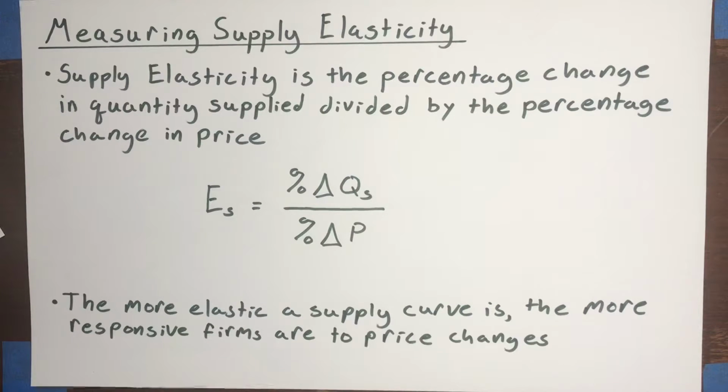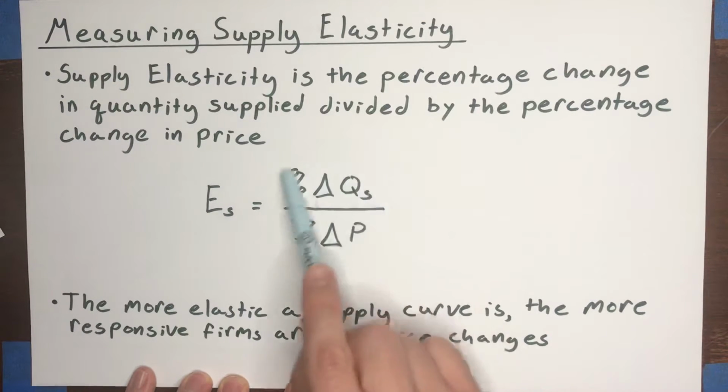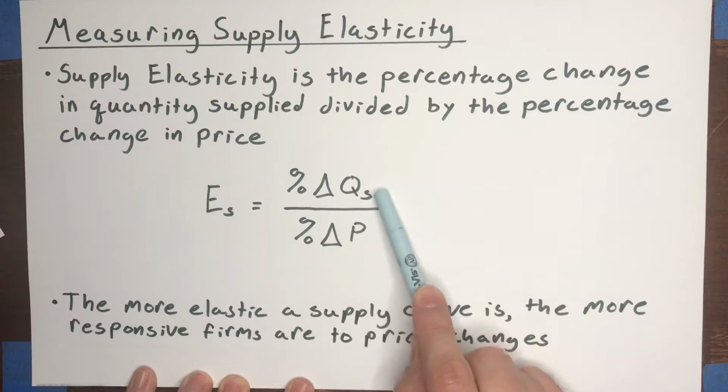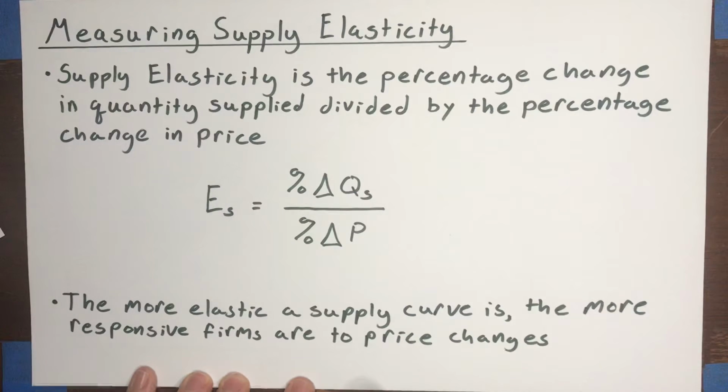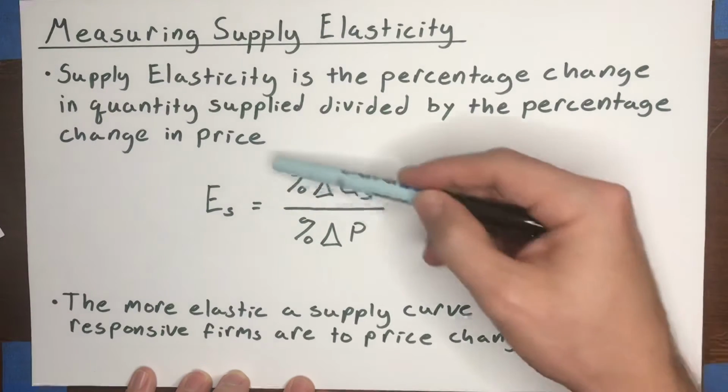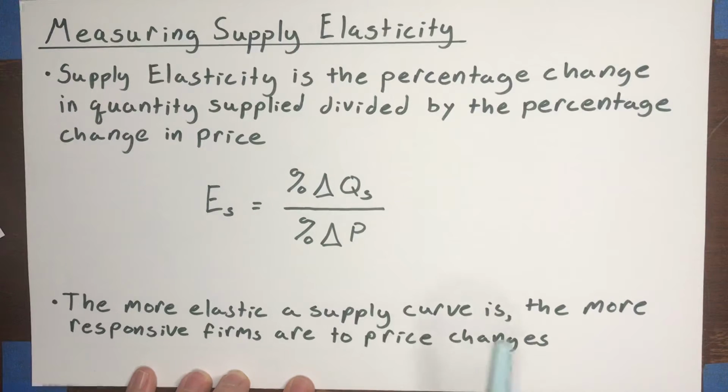We measure elasticity of supply very similarly to the way that we measure elasticity of demand. For elasticity of demand, we took the percentage change in quantity demanded and divided that by the percentage change in price, and in my lectures, I also then take the absolute value of that. When we're measuring supply elasticity, all we do is take the percentage change in quantity supplied and divide that by the percentage change in price. And you'll notice there's no absolute value bars here because we don't need them.